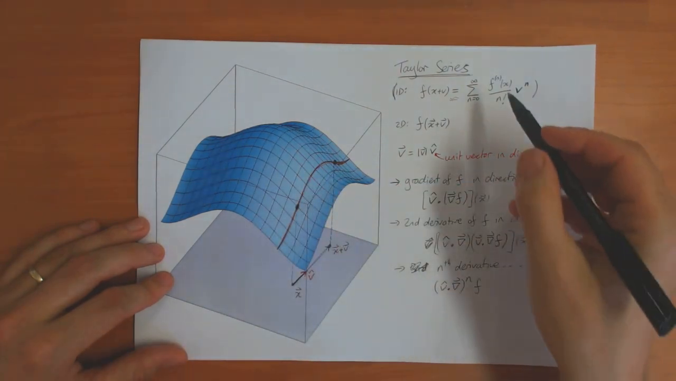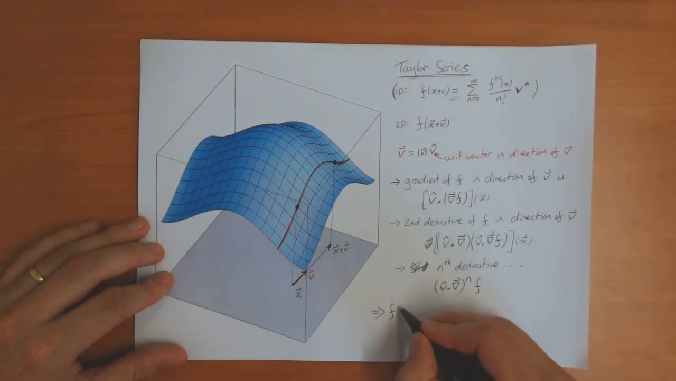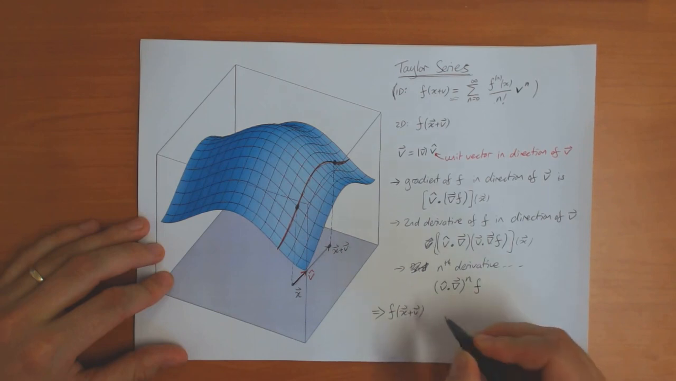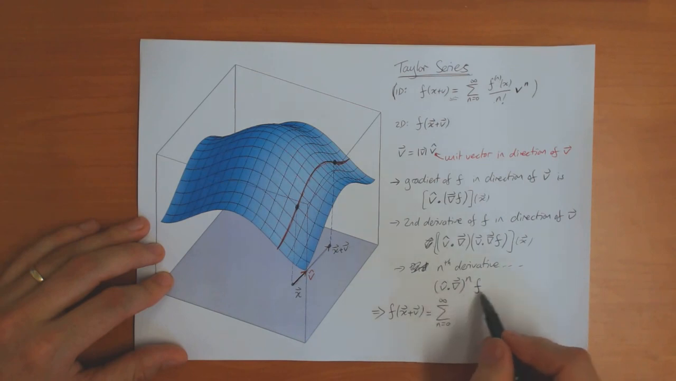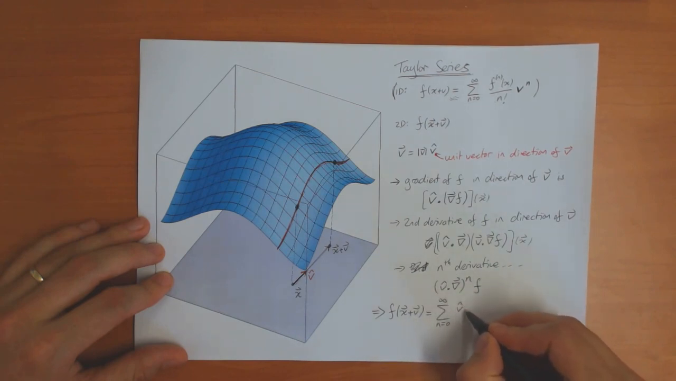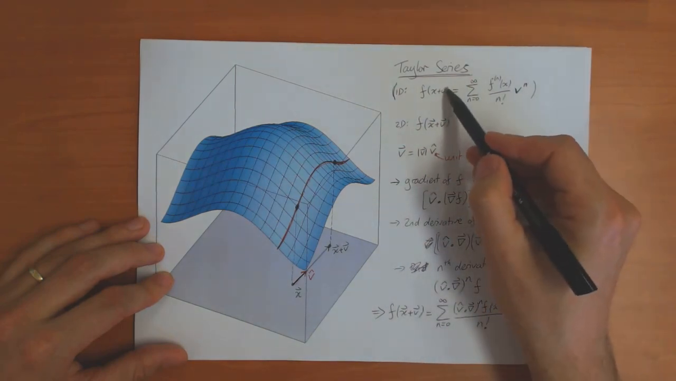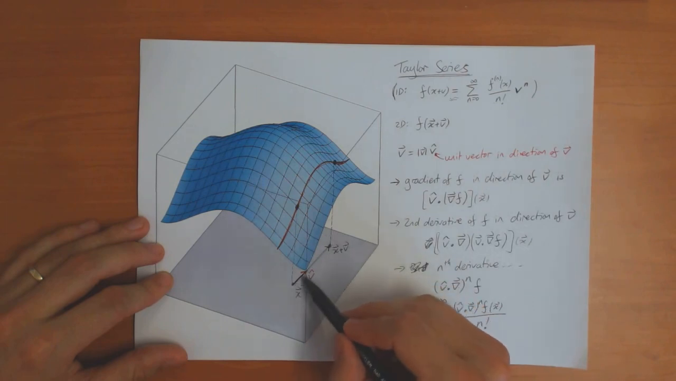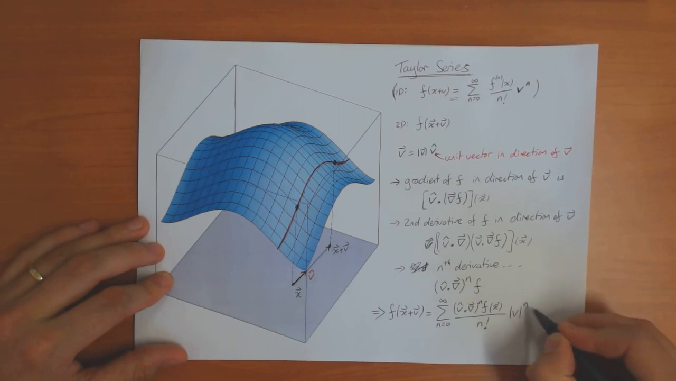Now, just by adapting the one-dimensional formula, we can get the result. Therefore f of x plus v is equal to the sum, n goes from 0 to infinity, of the nth derivative of f, which we've found is just given by this. So that's (v dot grad) to the power n of f, evaluated at the point x, divided by n factorial, and then you have to multiply it by the distance from x. In this case, the distance is just the length of the vector v, to the power n.